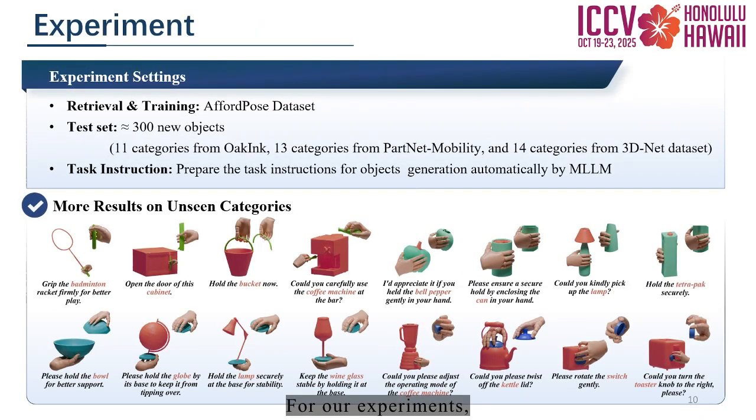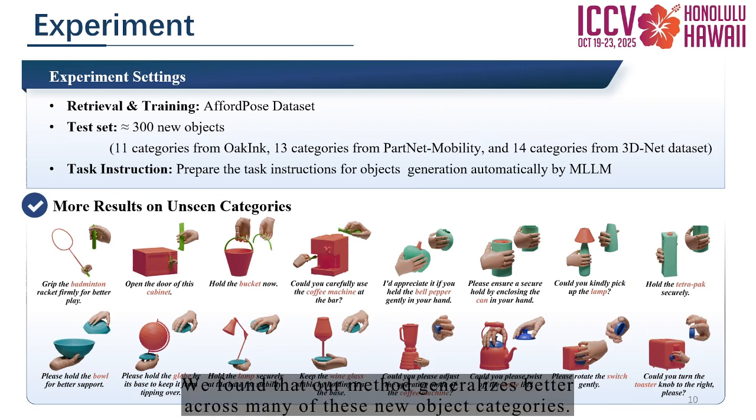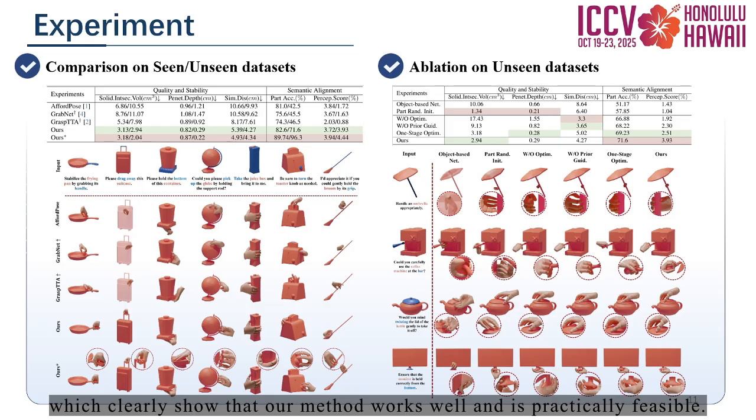For our experiments, we trained the CVAE on a grasp pose dataset, and collected a new test dataset containing over 300 novel objects across more than 30 categories. We found that our method generalizes better across many of these new object categories. We also ran some comparisons and ablation experiments, which clearly show that our method works well and is practically feasible.